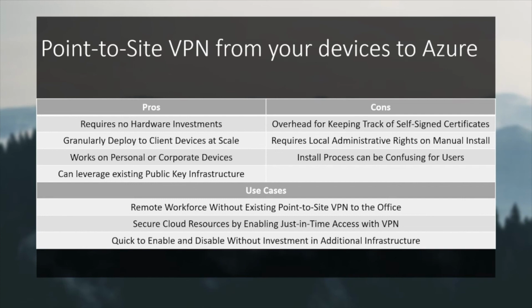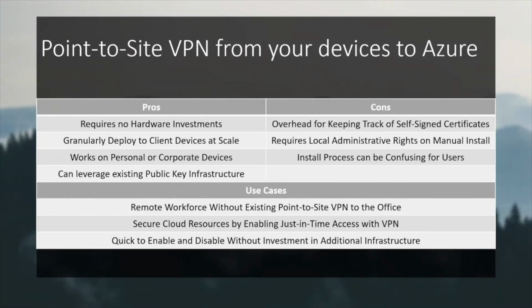Once COVID passes, you are able to say, okay, I no longer want to support a point-to-site infrastructure. You simply go in and revoke the root certificate that you assigned to Azure, and the client certificates that you handed out will no longer be able to authenticate and connect to your Azure environment. One of the cons is that there is some overhead if you do not have a PKI. There is some overhead to make sure that you are keeping track of your self-signed certificates.